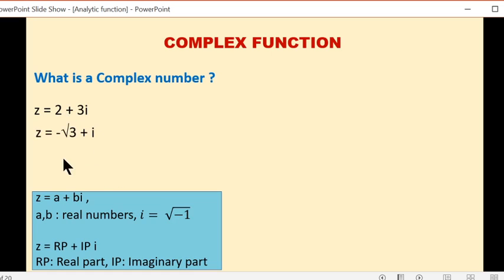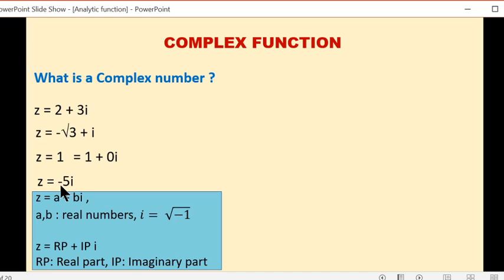Okay. Next, z equal to minus root 3 plus i. Here the real part is minus root 3 and the imaginary part is 1. Next, let us see z equal to 1. This is also a complex number which can be written as 1 plus 0i. So here the real part is 1 and the imaginary part is 0. So whenever a complex number has imaginary part 0, it is a real number. The set of real numbers is a subset of the set of complex numbers. Correct?